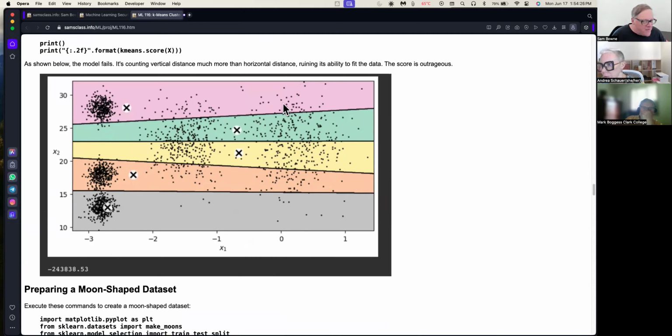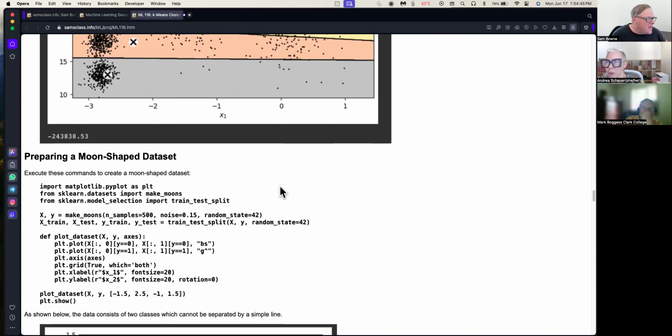So the model is not failing at all. It's doing what you told it to do because you didn't pay attention to the scaling. You gave it the wrong instructions. You told it to minimize the distance on this kind of scale, and that is the solution that minimizes the distance you told it to minimize. That's the kind of thing that can happen to you.